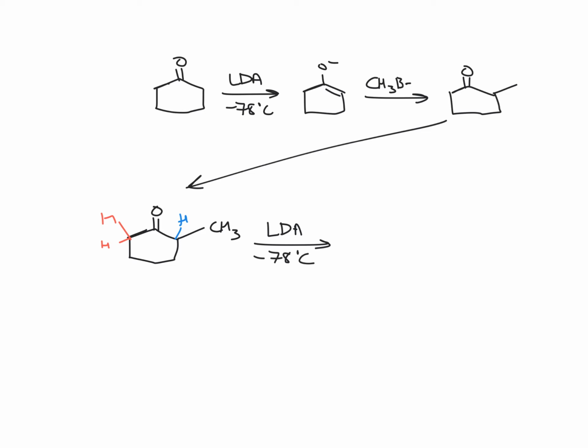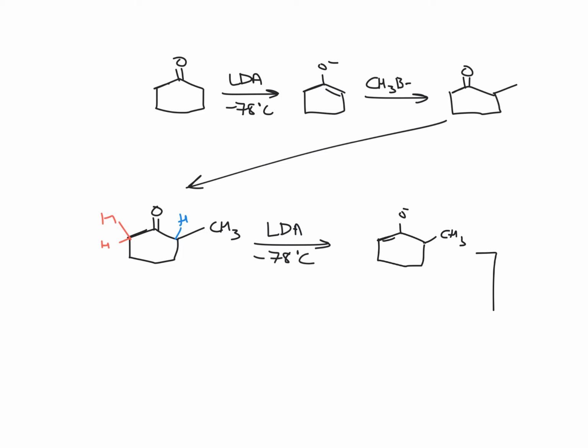LDA is a much stronger base than an enolate is. Once it rips off a proton, it's not going to give it back. We're not going to establish an equilibrium. So it's going to pull off the more sterically accessible protons first, one of those first, and not give it back. So what we're left with, the enolate that we end up generating, is this. This methyl group is still over here.